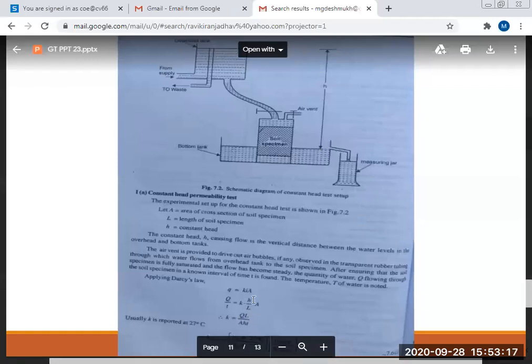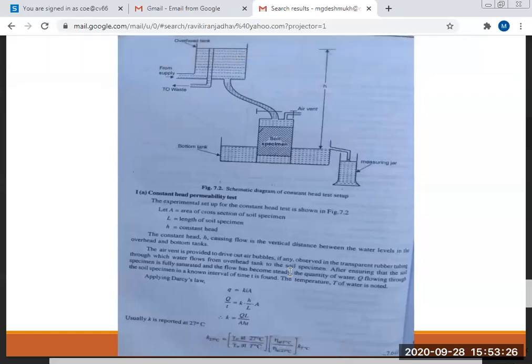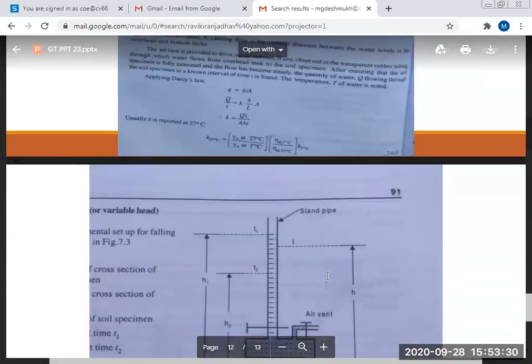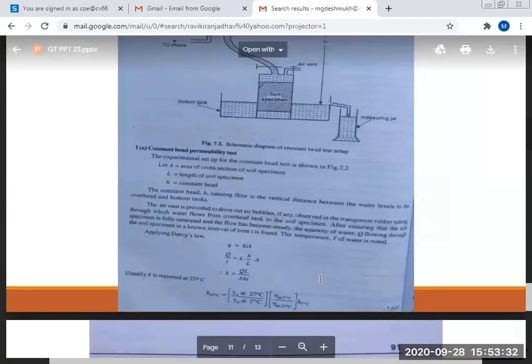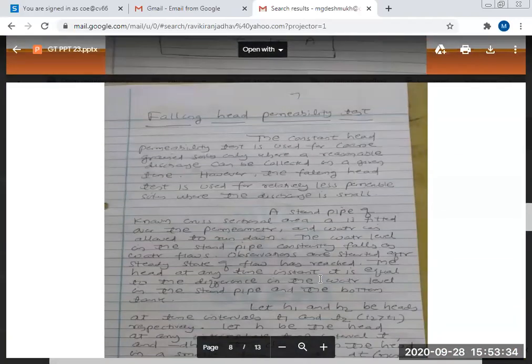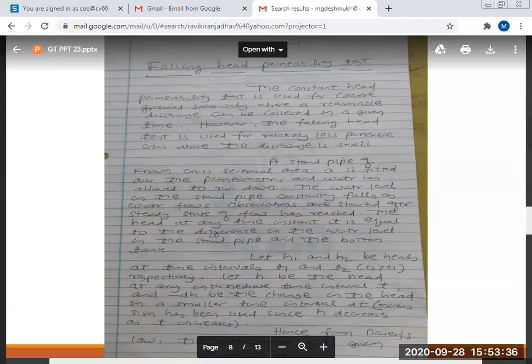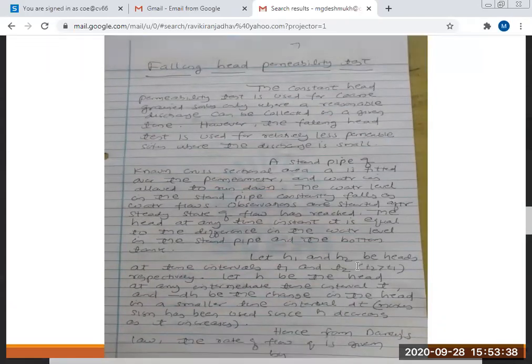Everything is known. Area of the specimen is also known to you. Already in the beginning of the lab you do all these things. The only thing you have to remember is capital Q by t. You have to substitute here and get the value of K. Okay, clear?